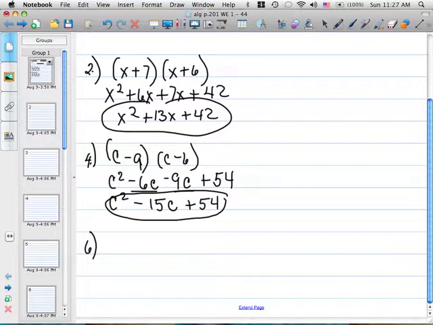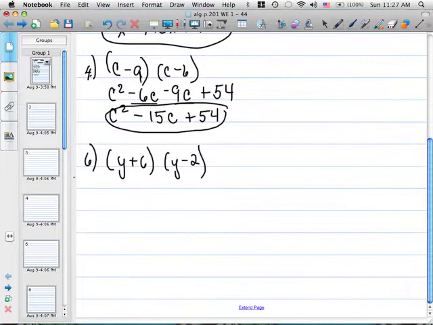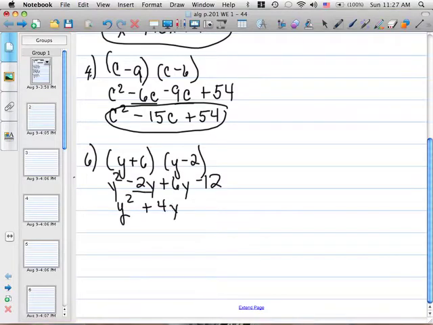Number 6, you have y plus 6 times the quantity y minus 2. First terms, y squared. Outer term, negative 2y. Inner term, plus 6y. Last term, negative 12. Collecting like terms, we get y squared plus 4y, the negative 2 and the positive 6, minus 12.